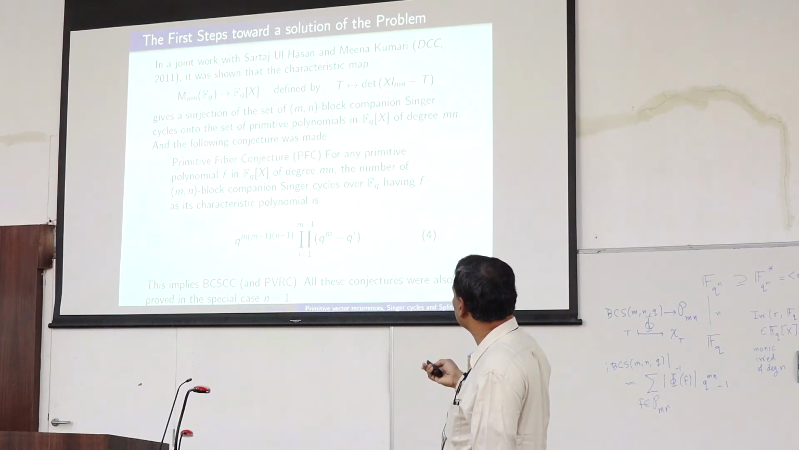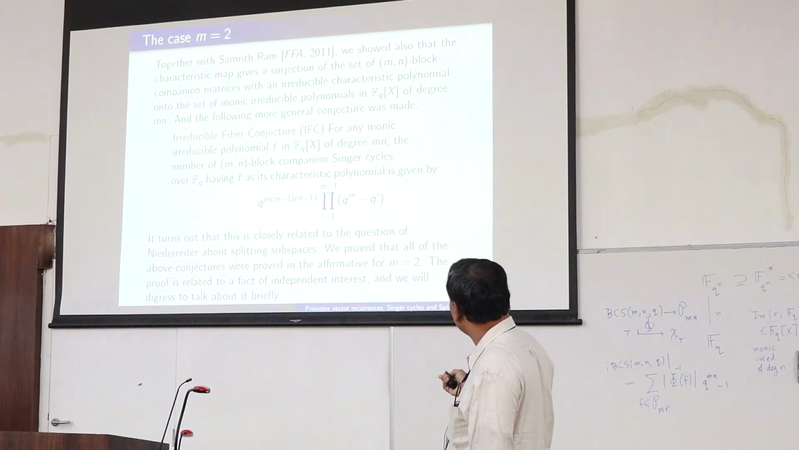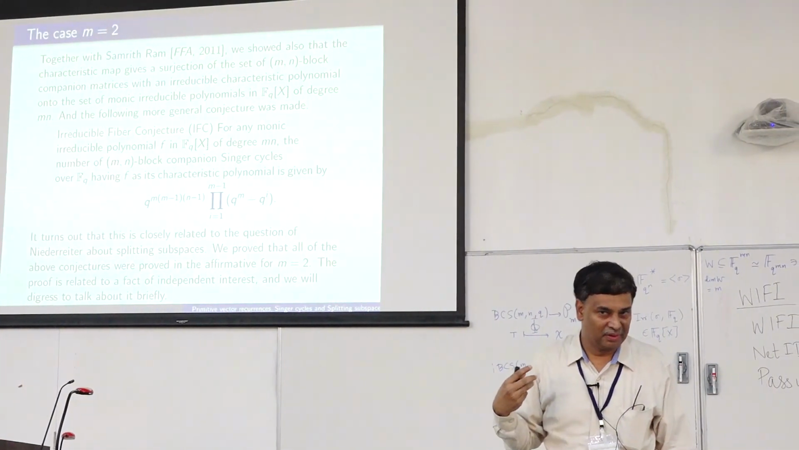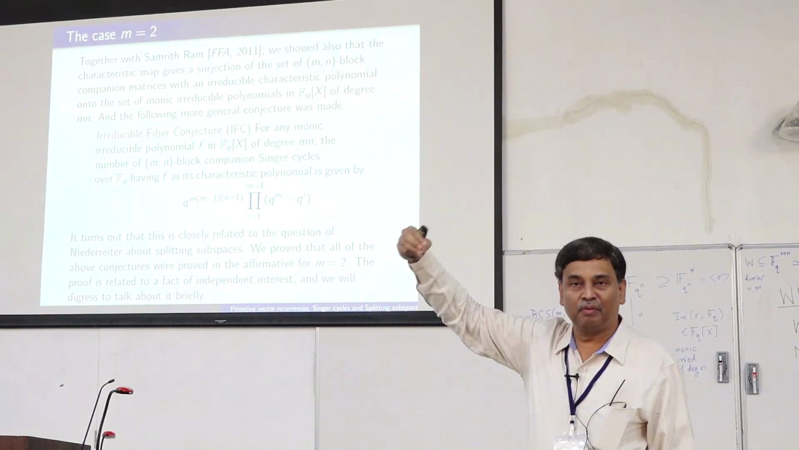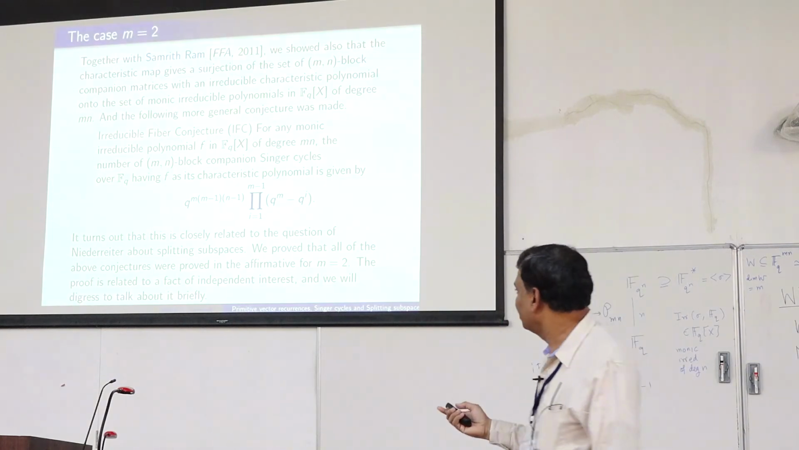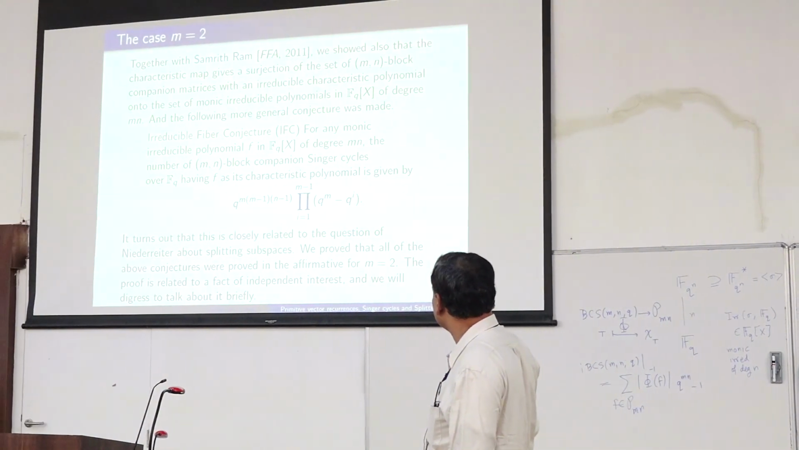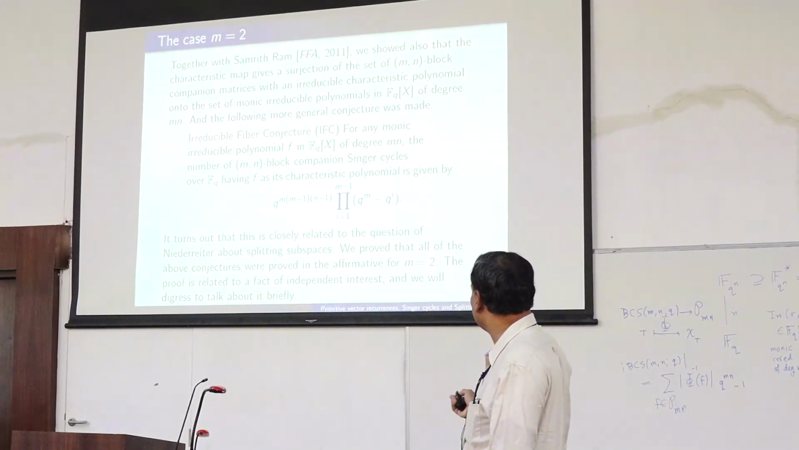So, you will get a codomain to be whatever that is, and what we felt was something stronger is true, which is what I call the irreducible fiber conjecture, which says that not just primitive, but given any monic irreducible polynomial of degree mn, the number of mn block companion single cycle matrices having that as its characteristic polynomial is also given by the same quantity, which just depends on q, m and n.